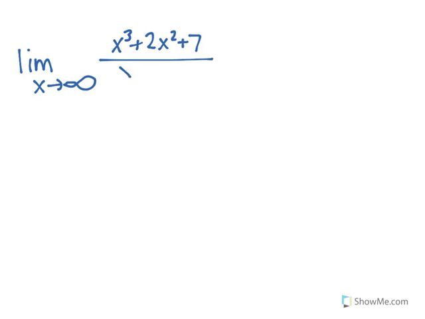I've got the limit as x approaches infinity of x cubed plus 2x squared plus 7 over x over 2x to the third plus 5x squared plus 7x plus 2. Long problem. I actually already know what the answer is just by looking at it, because I know certain things are insignificant, but we'll talk about that together in class.